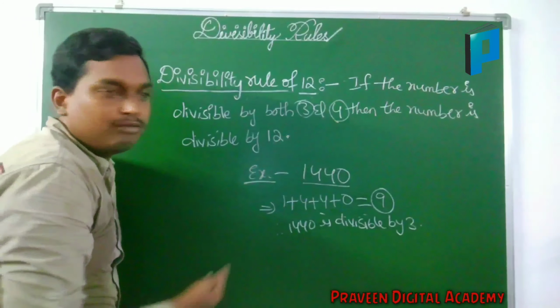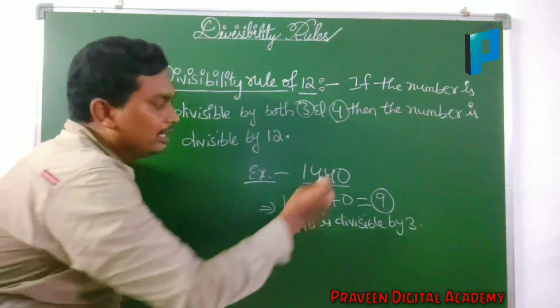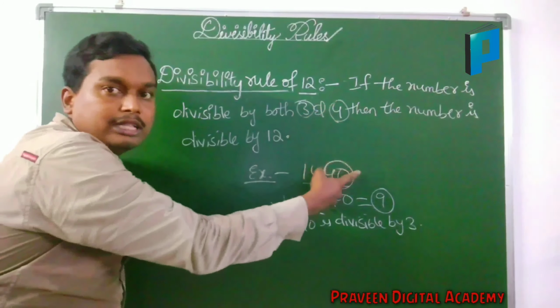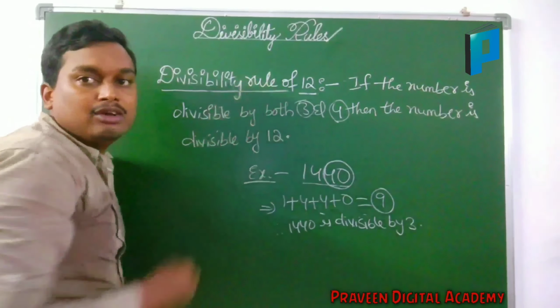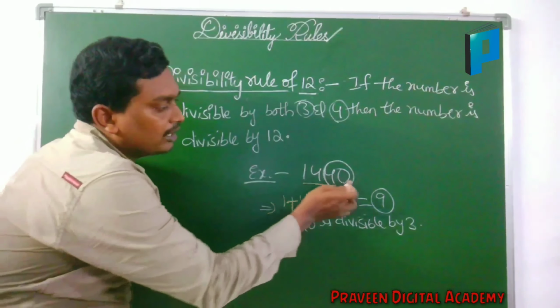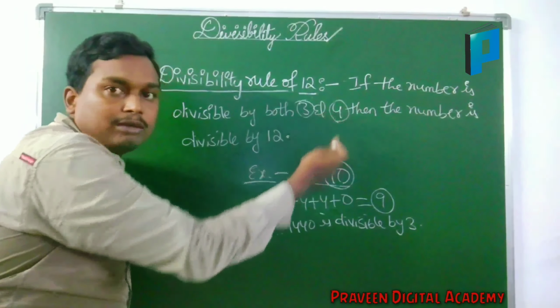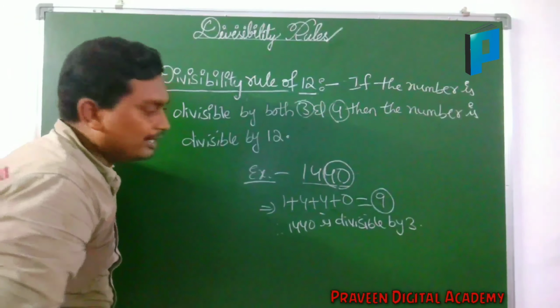What is the divisibility rule of 4? You have to check for this number only. If the last 2 digits are divisible by 4, then the total number is divisible by 4. Here, what are the last 2 digits? 40. 40 comes in the 4 table, 4 tens are 40.